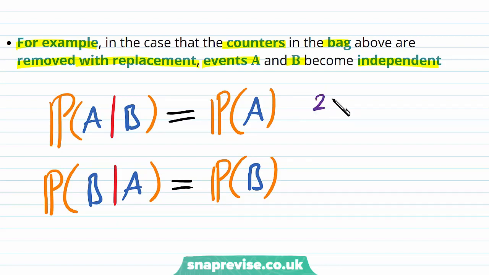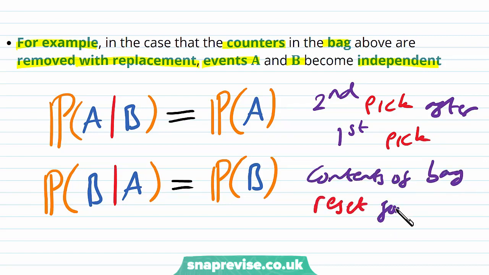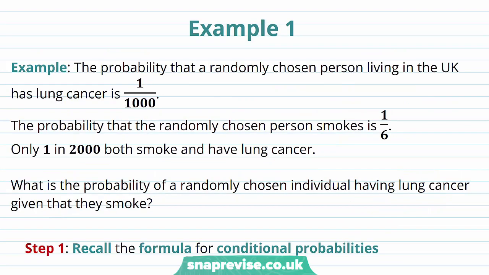We're considering the second pick occurring after the first pick, and we're considering the situation where the contents of the bag reset for the second pick. E.g., after the first pick occurs, we replace whatever counter we get back into the bag, and we have the same contents as we had for the first pick as we then have for the second. Let's take a look at some examples.